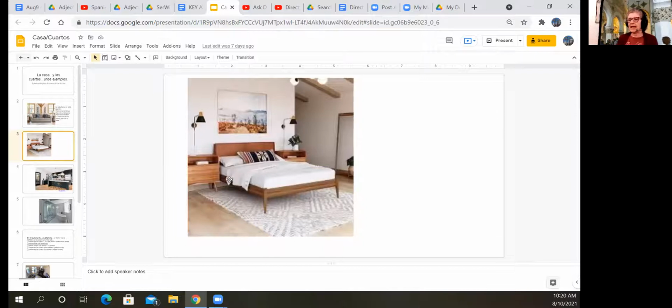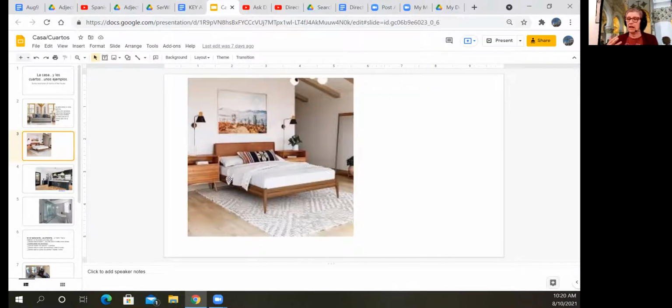¿Cómo se llama el cuarto? What do we call this room? Or what might we call it? Because there are different words for this kind of room. It could be cuarto, right? It could be called el cuarto. If you're in a hotel in particular, they'll probably call it la habitación.